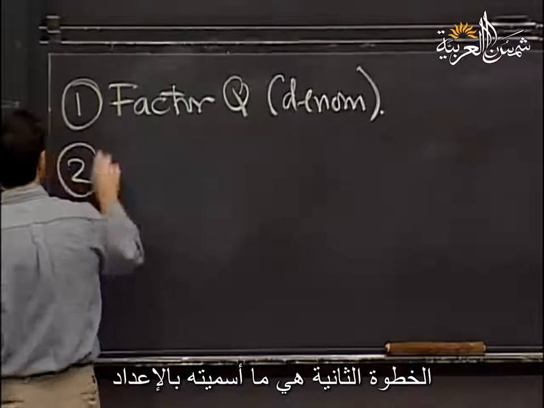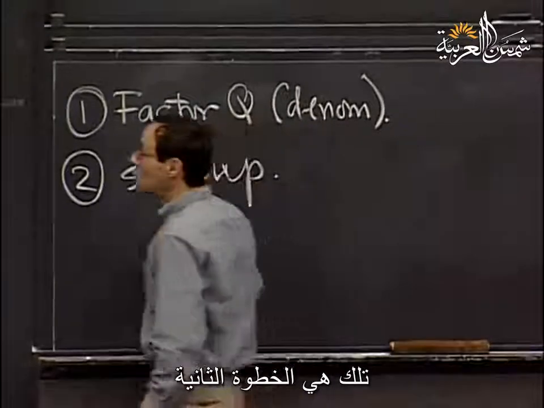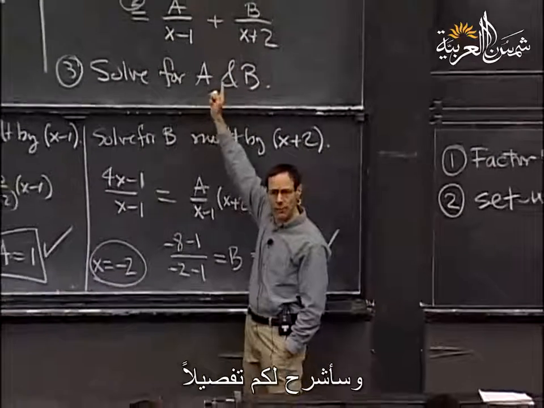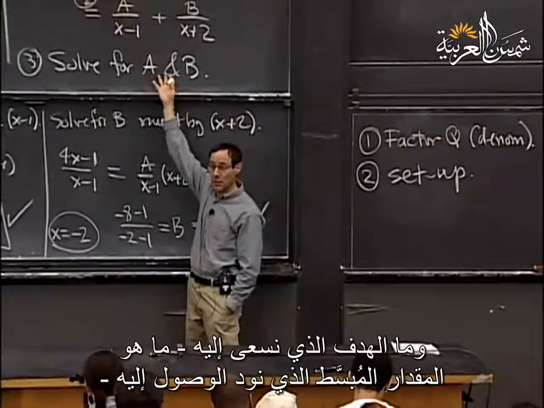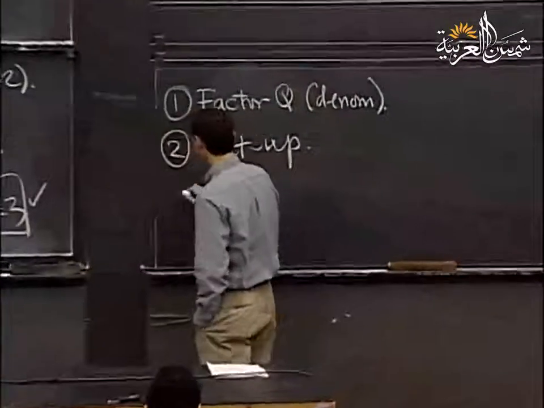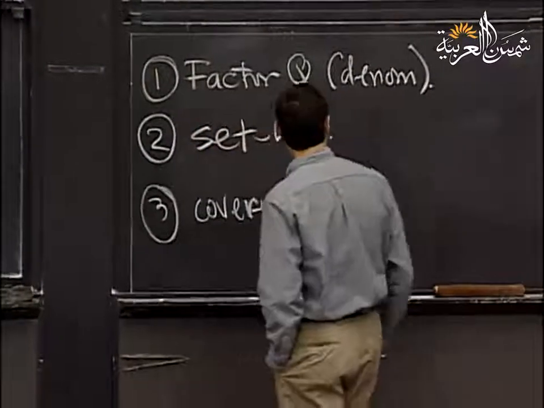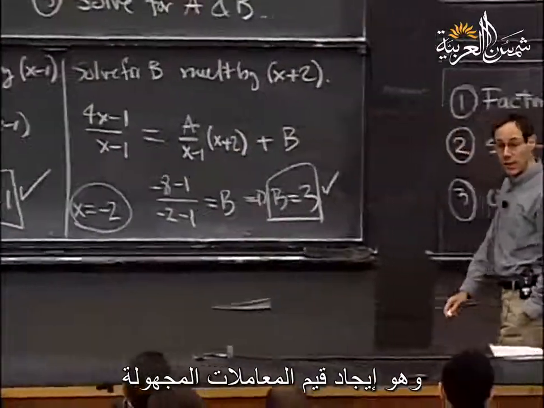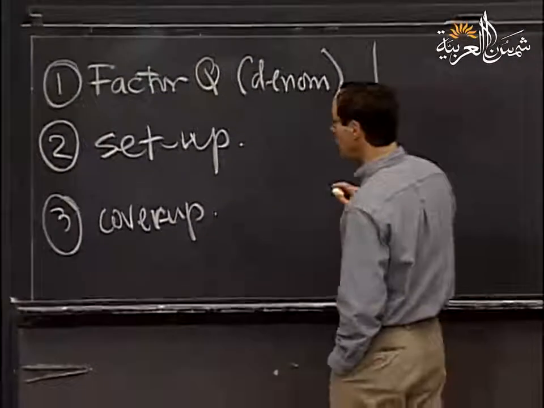The second step is what I'm going to call the setup. That's step 2, and that's where I knew what I was aiming for in advance. And I'm going to have to explain to you in every instance exactly what the setup should be. That is, what the unknowns should be and what target, a simplified expression, we're aiming for. So that's the setup. And then the third step is what I'll now call cover-up, which is just a very fast way of doing what I did on this last board, which is solving for the unknown coefficients.